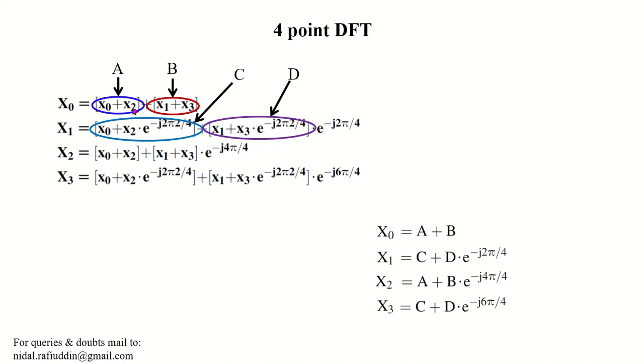So x0 can be written as a plus b, x1 can be written as c plus d e raised to power minus j 2 pi by 4. Then x2 can be represented in terms of a, since x0 plus x2 is a, so this can be written as a. x1 plus x3 can be written as b. So this gets x2 equal to a plus b e raised to power minus j 4 pi by 4. And likewise x3 can be written in terms of c and d as c plus d e raised to power minus j 6 pi by 4.